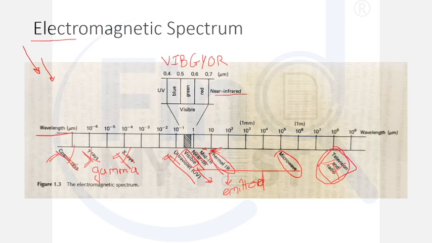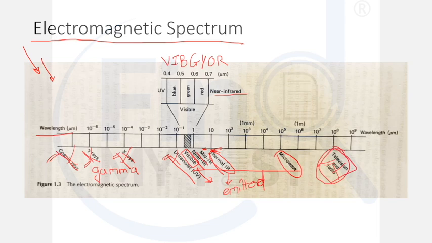So the sun emits electromagnetic radiation in all these wavelengths. Starting from the cosmic rays, gamma, X-ray, you have to remember this order, because in GATE they may ask you the order also: which has the largest wavelength, or arrange them in increasing or decreasing order of wavelength. So just remember that this is the order of the electromagnetic spectrum.